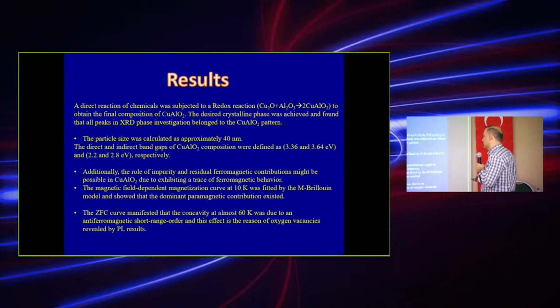So, the zero-field cooled curve manifested that the concavity at almost 600 Kelvin was due to an antiferromagnetic short-range order, and this fact is the reason of oxygen vacancies revealed by PL results. So again, the system is used as marginally distributed, but actually we are going to change the dopant effects. First of all, copper aluminum O2 is a starting material. In the literature, N-type material is used for technology applications, but P-types are not used much.